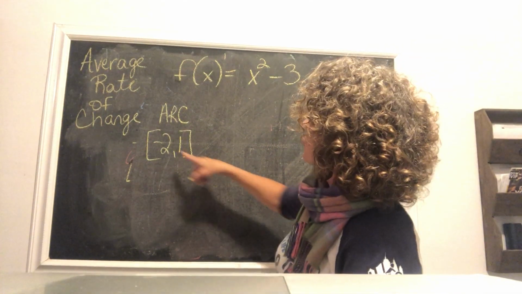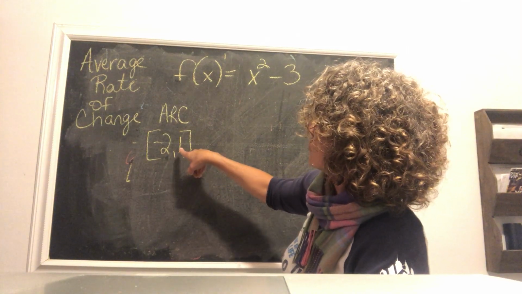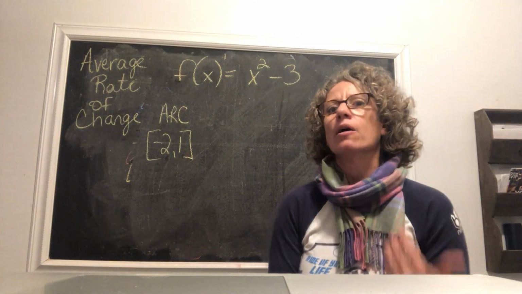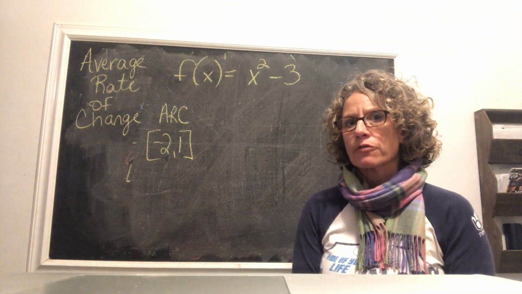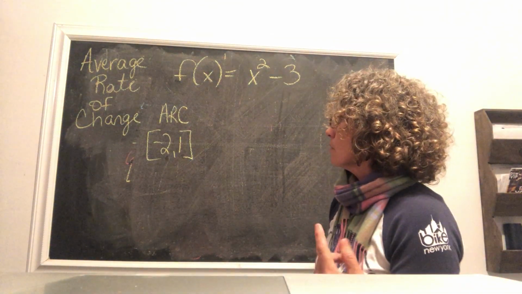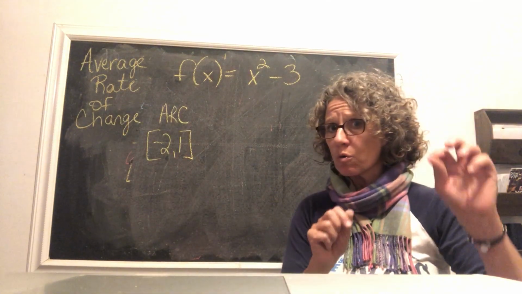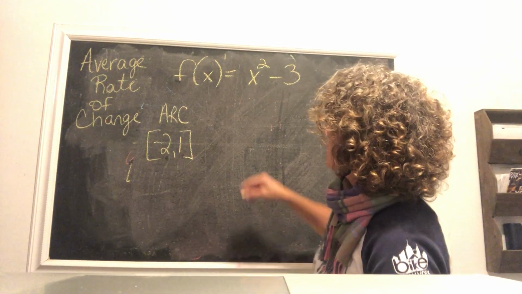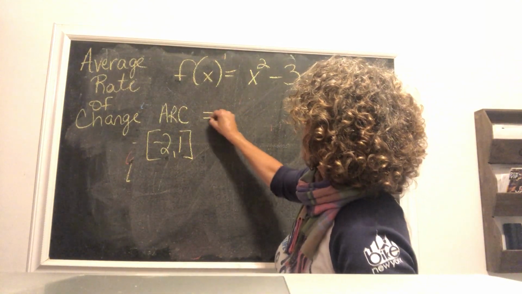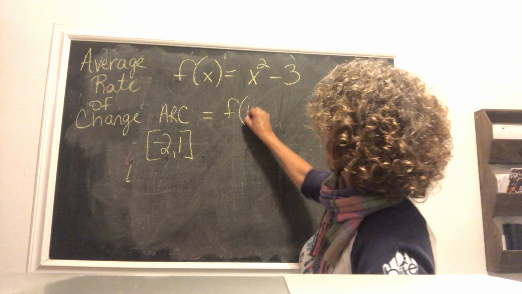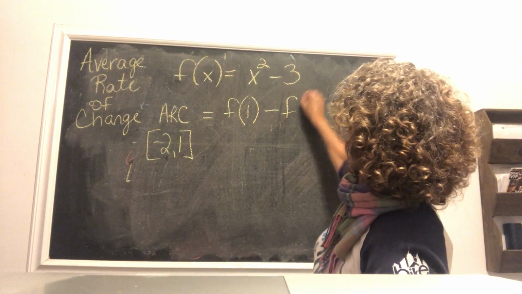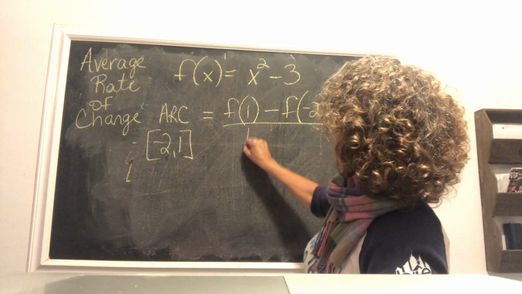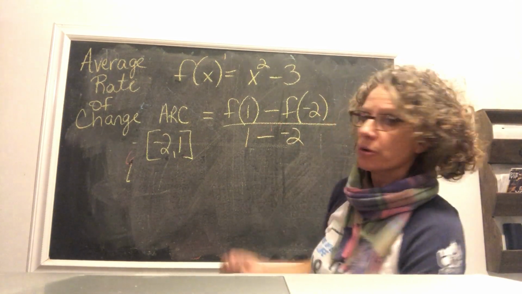Okay, so when x is -2 to x is 1, I want to know what is the average rate of change. How is this function changing? If I were to draw the secant line between these values, between those coordinates, what would the slope of that line be? So to do this, you take the function value at 1 minus the function value at -2 divided by 1 minus -2.